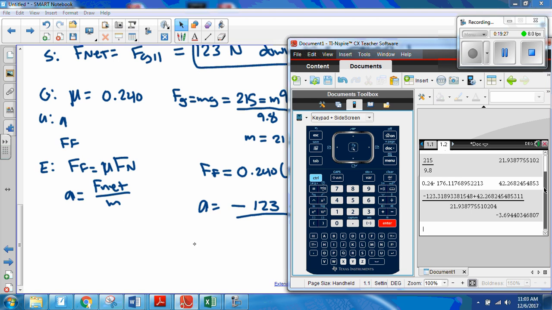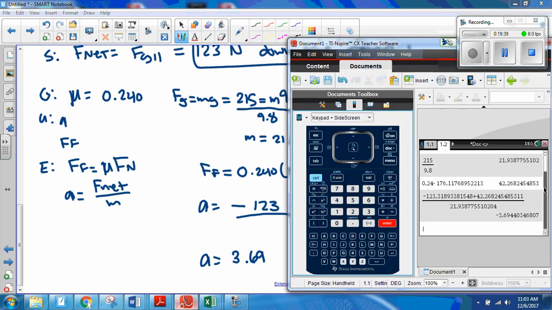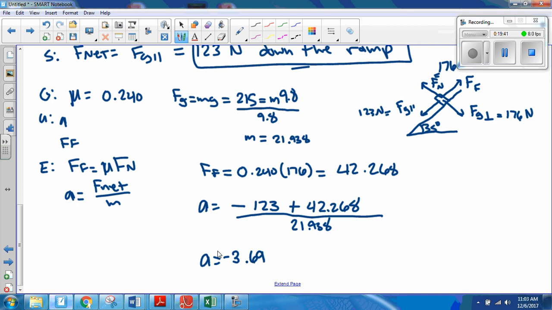All right, so what we should have gotten on our calculator is that the A is equal to 3.69. Did I get a negative? I did get a negative, you're right. Negative 3.69 meters per second squared. Okay, now remember, I need to interpret this negative into a direction, right? So that'll be 3.69 meters per second squared, and the negative direction was down the ramp.